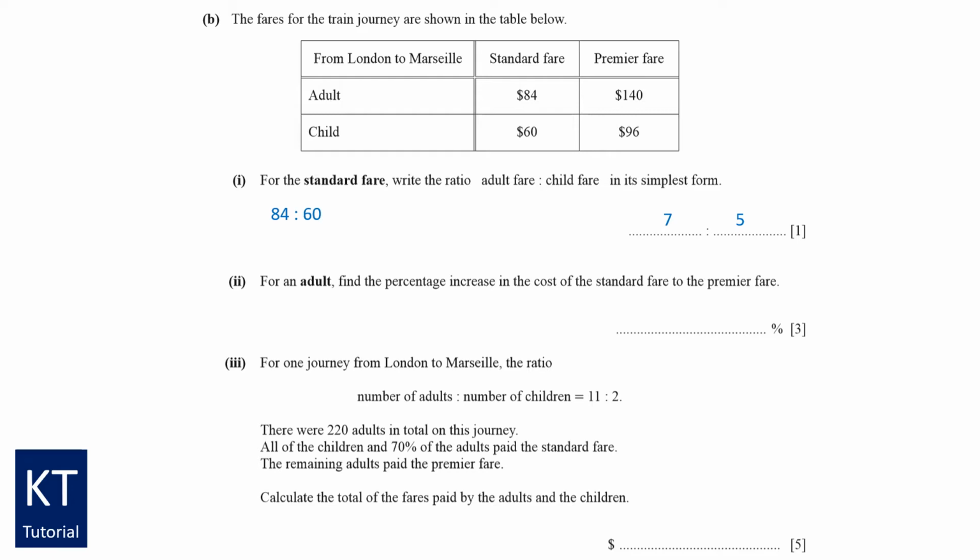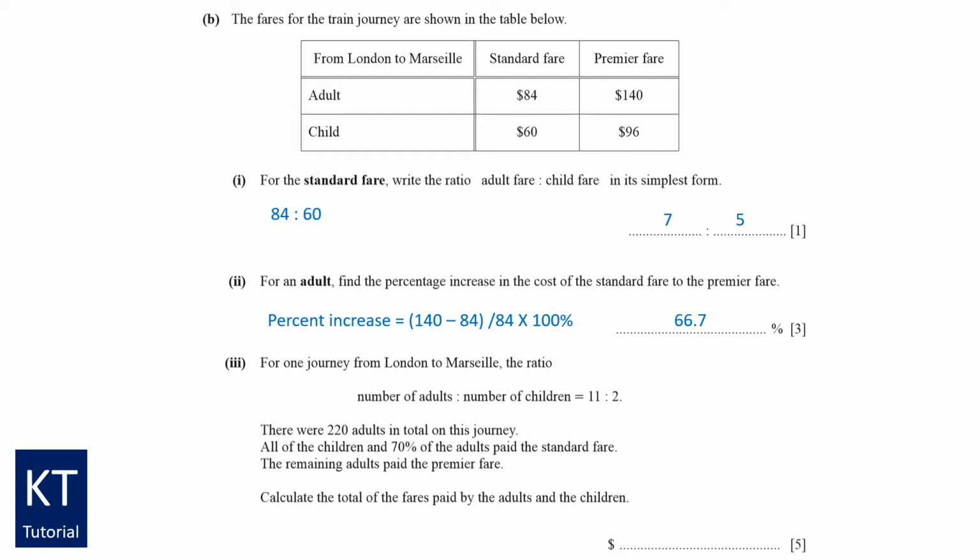Next, for an adult, find the percentage increase in the cost of the standard fare to the premier fare. The increase is 66.7%. Next, for one journey from London to Marseille, the ratio number of adults to number of children is 11 to 2. There were 220 adults in total on this journey.